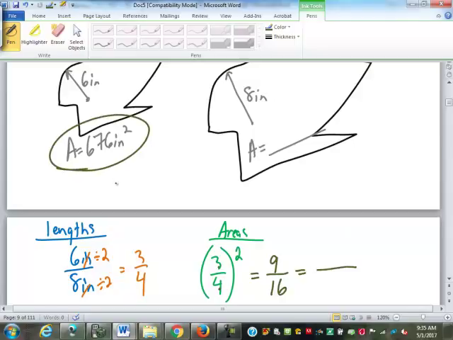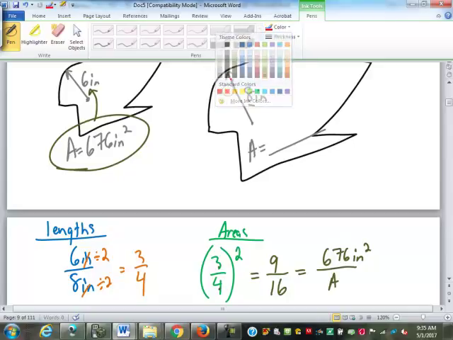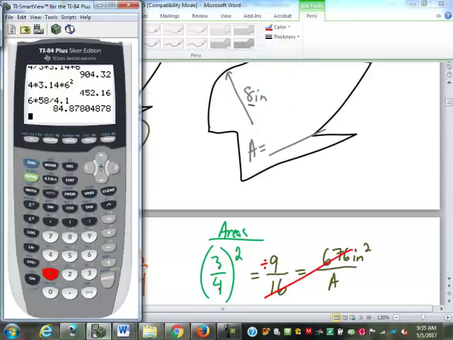The 676 comes from the smaller one. That goes on top. So I'm looking for the area down here. I'm going to cross multiply and divide. So 16 times 676 divided by 9. 1201.78.